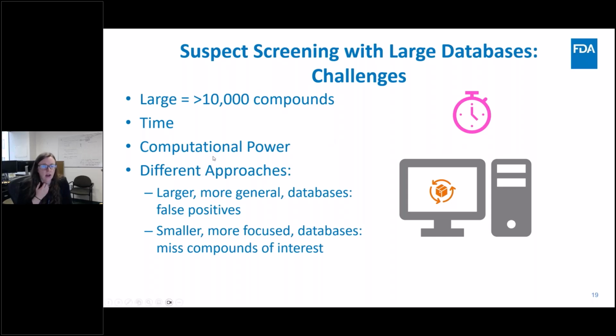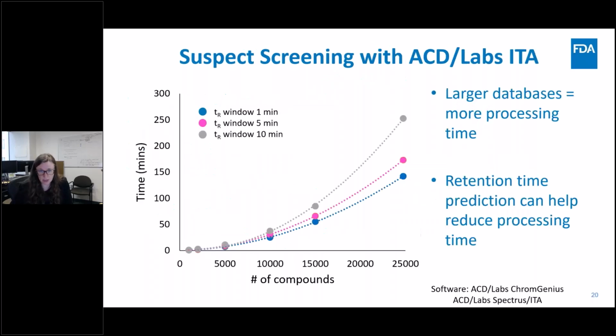So, if you think about using a larger, more general database, think maybe like PubChem as a kind of extreme example of this, you are likely to have compounds that you care about in there, but your propensity for false positives is also higher. So in cases where the scope of your study is a little bit more focused, say if you were only interested in PFAS compounds or pesticide compounds or something like that, you could design the database to be smaller or more focused on specifically the compounds you're interested in. And so this can reduce the amount of time and computational power that it takes to do suspect screening. But it's also possible that you could miss compounds that might be of interest.